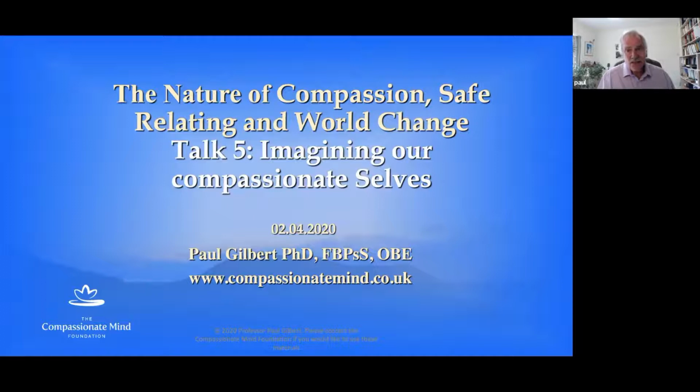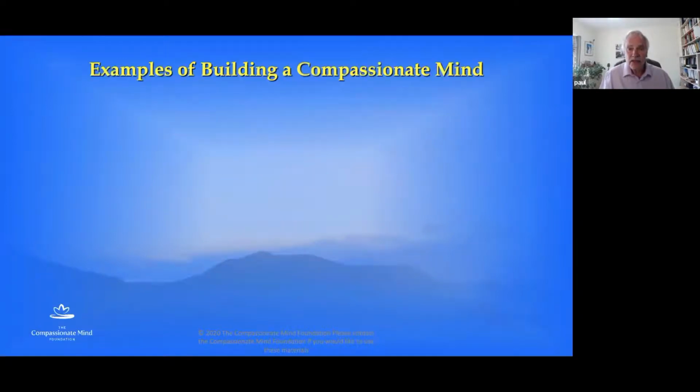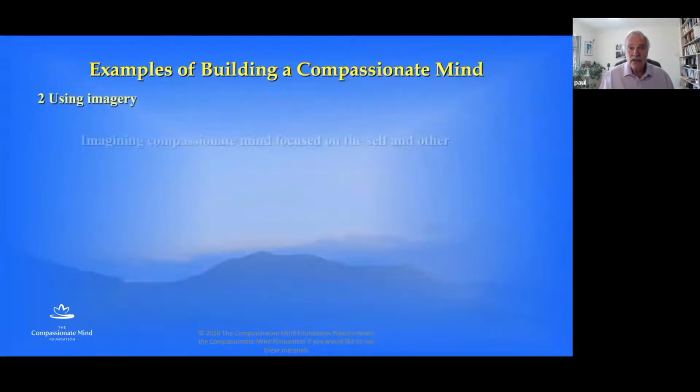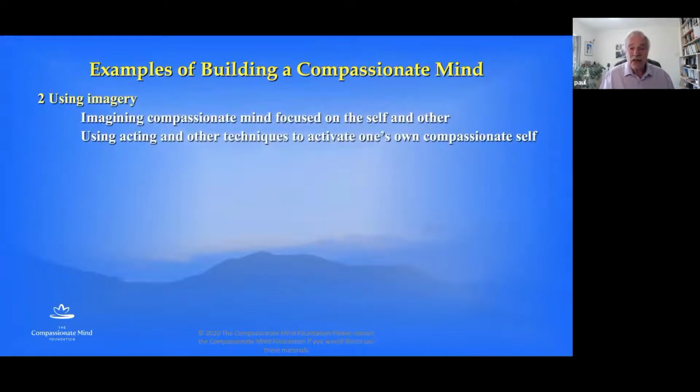Now this talk is really going to be about how we can imagine our compassionate selves and why that's important. So, examples of building a compassionate mind. In our last talk, I showed you breathing techniques, postural techniques, focusing techniques to allow your body just to settle and get your parasympathetic system working a bit. In this talk, we're going to be looking at imagery, and how we can use various techniques to focus in on becoming a compassionate mind and a compassionate self, okay?